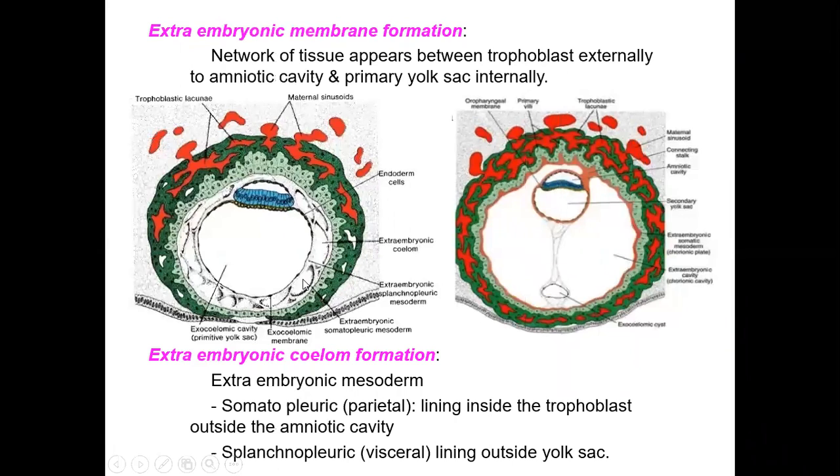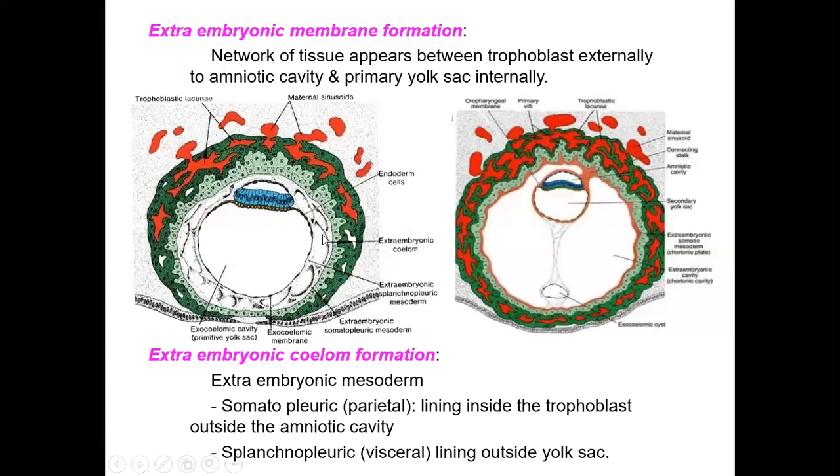So there is a layer formed called the extraembryonic mesoderm, and within the extraembryonic mesoderm, small cavities are again formed. These are called the extraembryonic coelom. The extraembryonic mesoderm will have two layers: somatopleuric, which is called the parietal layer, lining inside the trophoblast and outside the amniotic cavity. Where is the amniotic cavity? This is the amniotic cavity. Around it and lining all the way up to here, there is formation of a layer called the extraembryonic somatic mesoderm, also called the parietal layer.